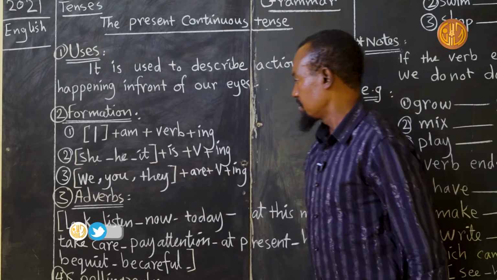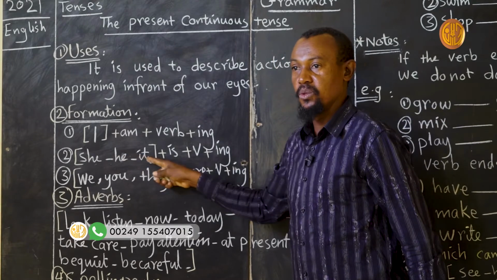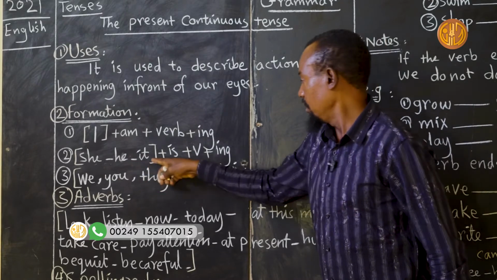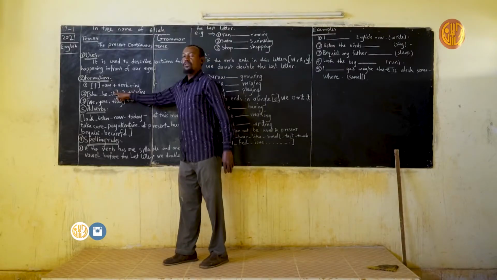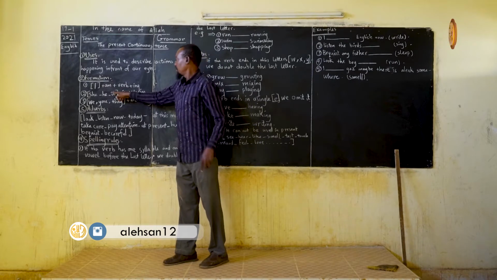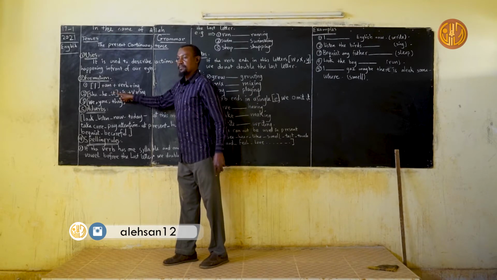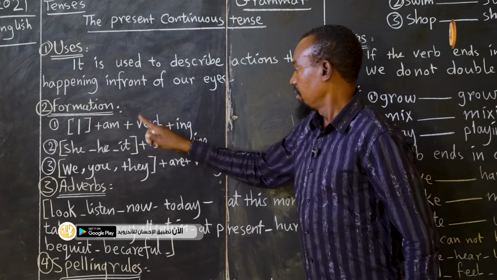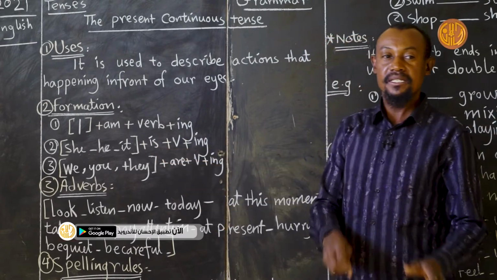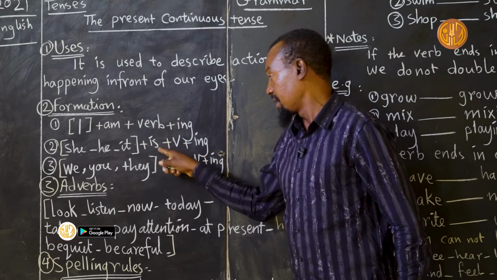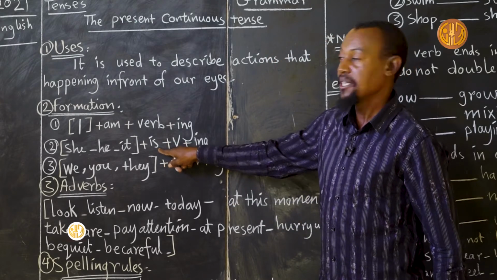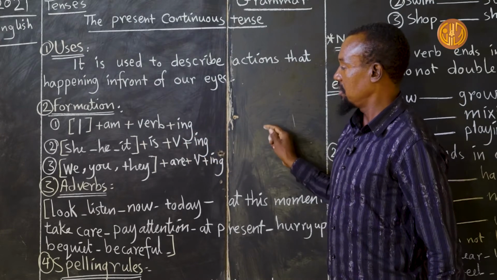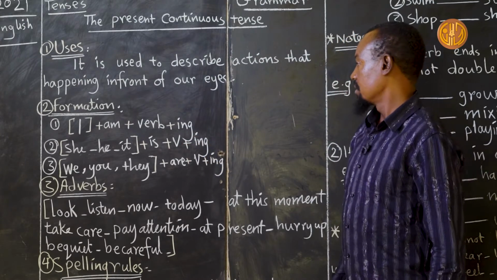But if you find the subject, one of these in the second group, that means the third person, she, he, it, or a singular noun, any name like Muhammad, Maryam, or cat, lorry, anything, you add is. You write in the space the helping verb is. Don't forget this helping verb. They all call it verb to be. Is plus verb plus ing. This is the second formation in the present continuous.